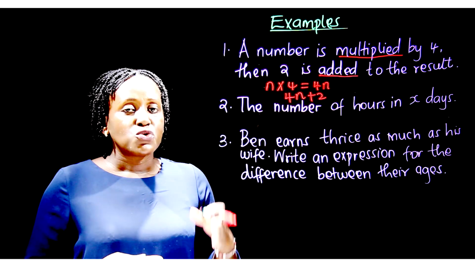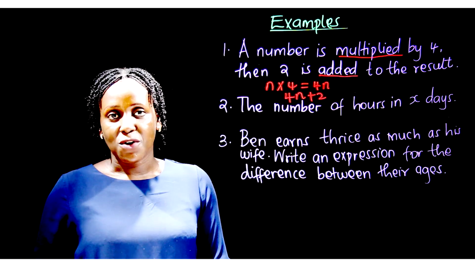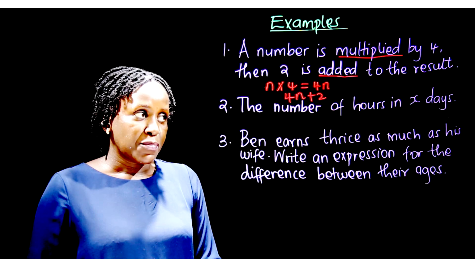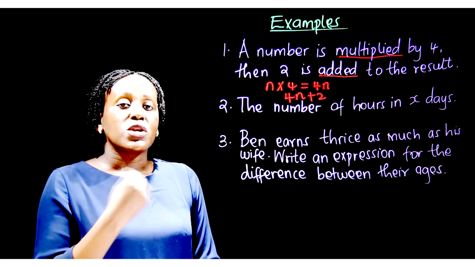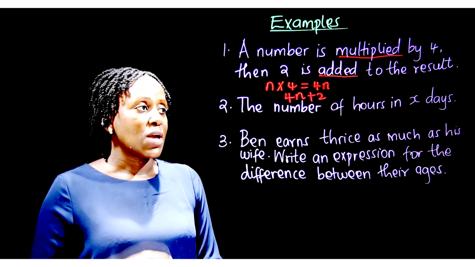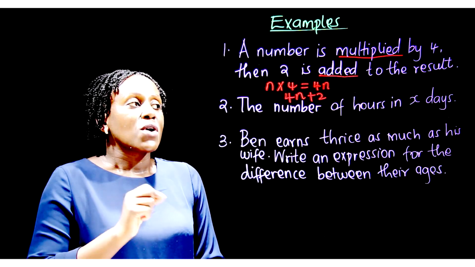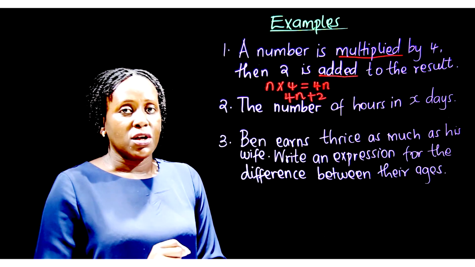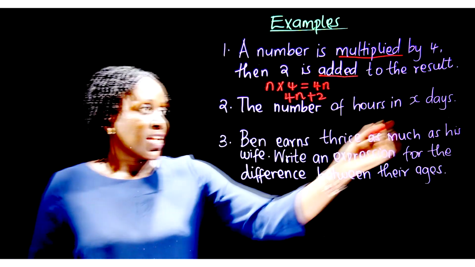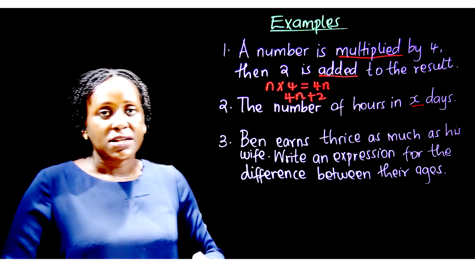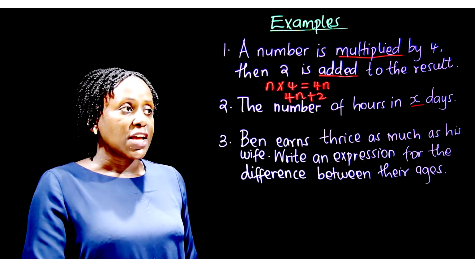So you would do 2 times 24, which is 48. Now in this question, we don't know how many days we are dealing with. So the number of days is unknown. That is why we are using the letter X to represent the unknown number of days.